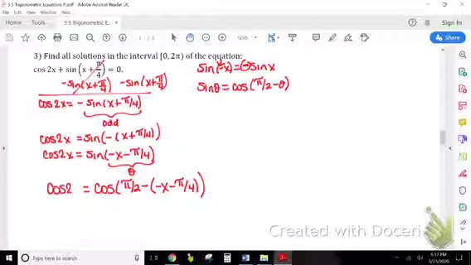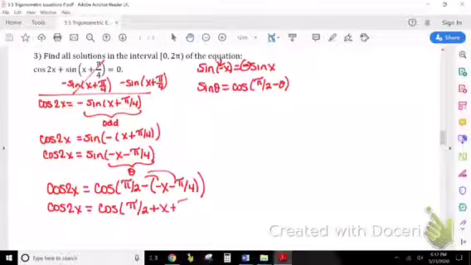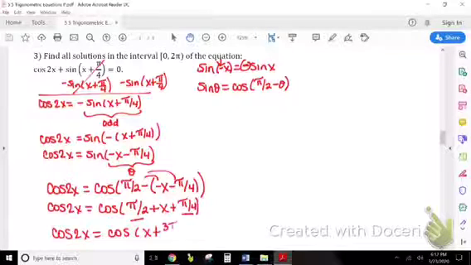This other side's still not changing. So now all I'm going to do is simplify that right-hand side. I'm going to distribute the negative. So I got cosine of pi over 2 plus x plus pi over 4. And then I'm going to combine those like terms right there. When I do that, that gives me cosine of x plus 3 pi over 4.